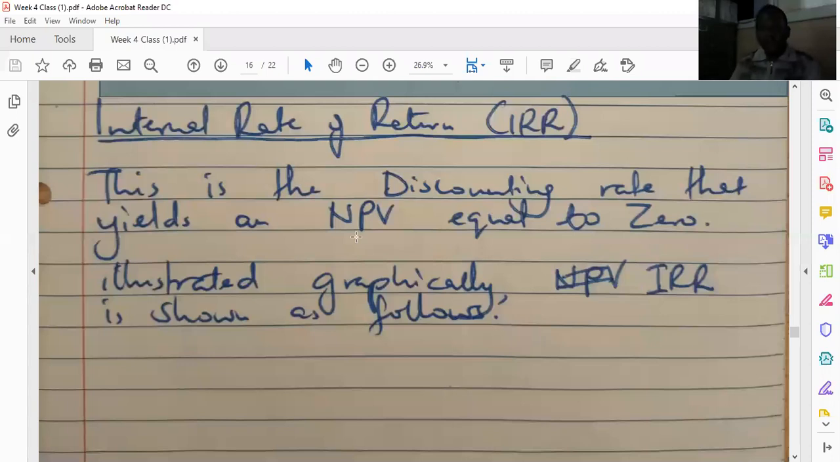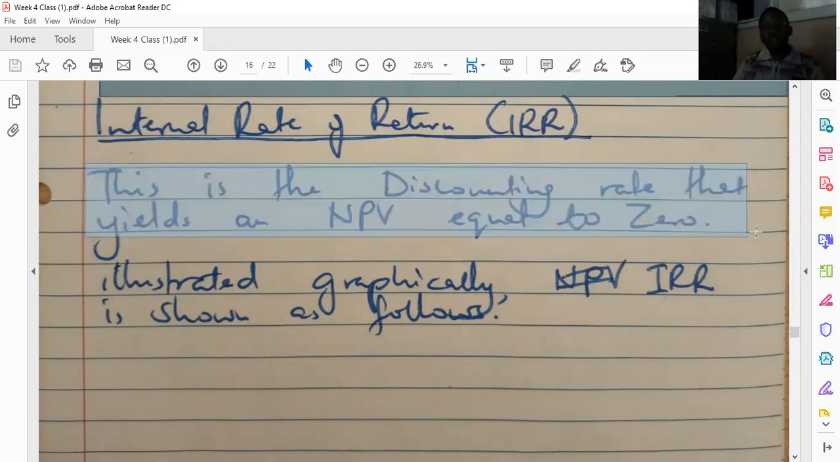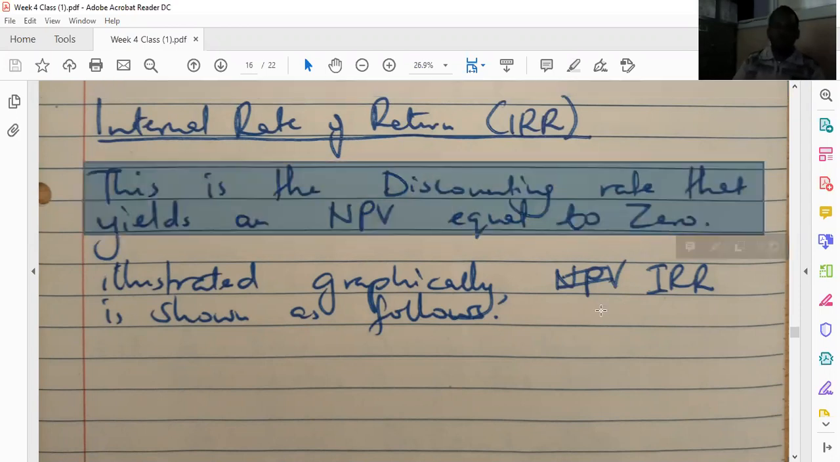The internal rate of return. So this is the third discounted cash flow technique. So what is the internal rate of return? So this is a discounting rate that yields an NPV that is equal to 0. The discounting rate that yields the net present value equal to 0.